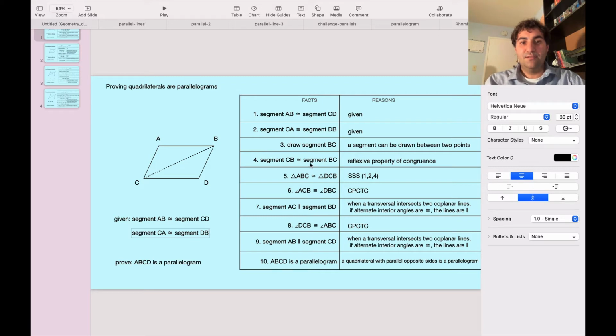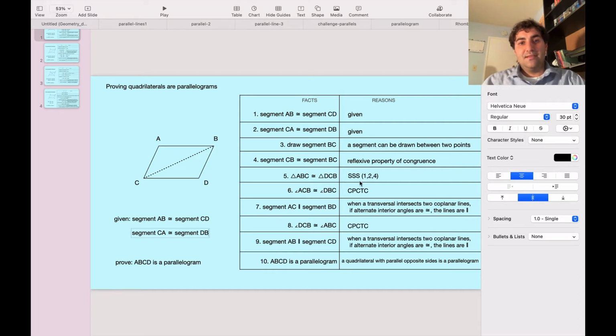Because the definition of segment congruence means that the measures of the lengths of the two segments are going to be equal, so it doesn't matter which direction you take it. And then I'm going to apply the side-side-side postulate to statement 1, statement 2, and statement 4. And then I get triangle ABC is congruent to triangle DCB.